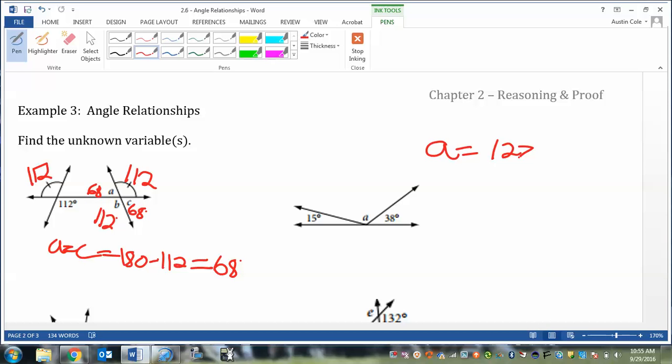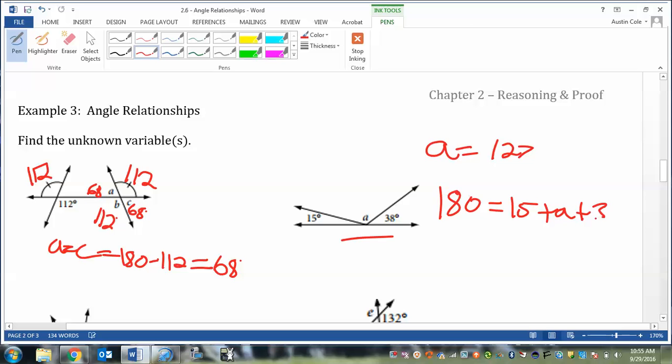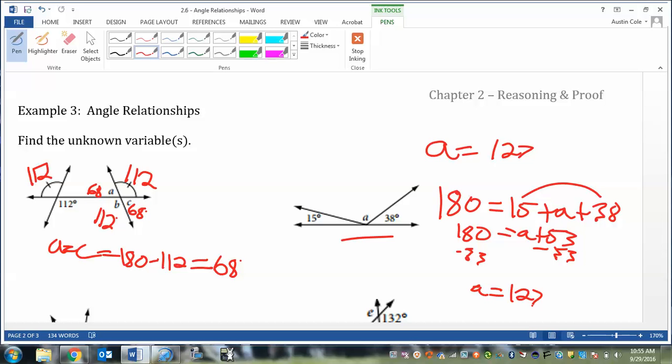Okay. So you have a straight line here, right? You know that that's 180 degrees. And that equals 15 plus A plus 38. You can combine these two and you get 53. So A plus 53 equals 180. Subtract 53. Get A equal to 127. Anybody have any questions? Awesome.